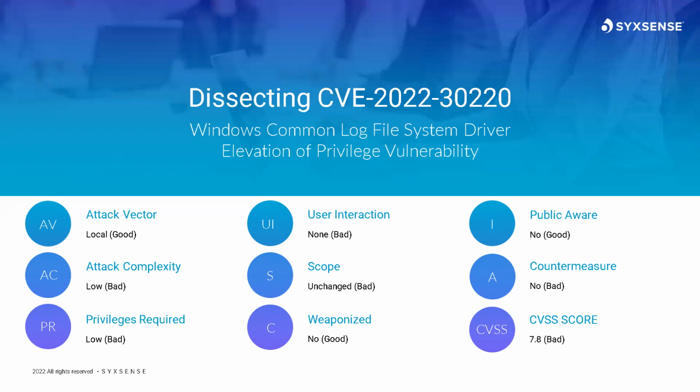It is issued an important severity, a CVSS score of 7.8. Luckily, it's not weaponized, it's not publicly aware. The risk is that the attack vector is local, low attack complexity, low privileges, no user interaction, and luckily, finally, of the 5, there is no scope jump point.